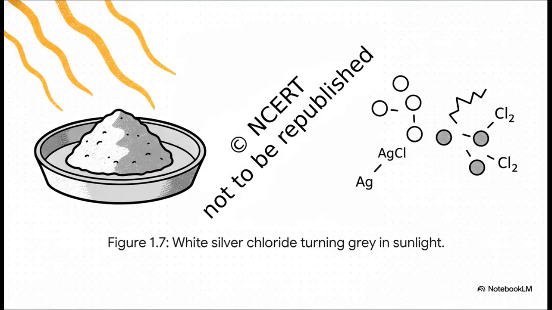And our final type of decomposition uses light energy. It's quite amazing, actually. If you take some white silver chloride powder in a dish and just leave it out in the sunlight, you'll see a very interesting change. That pure white powder will slowly turn gray. Why does that happen? Because the sunlight is providing the energy for the silver chloride to break down or decompose into solid silver, which has that gray color, and chlorine gas.